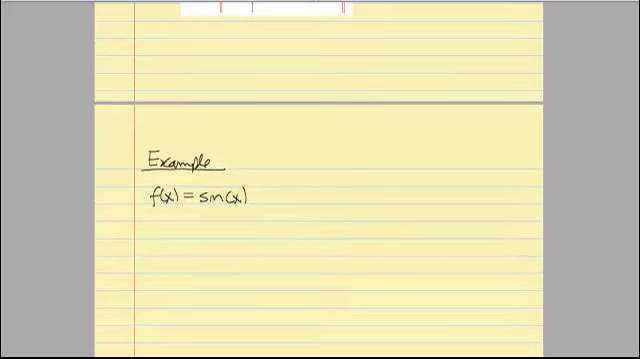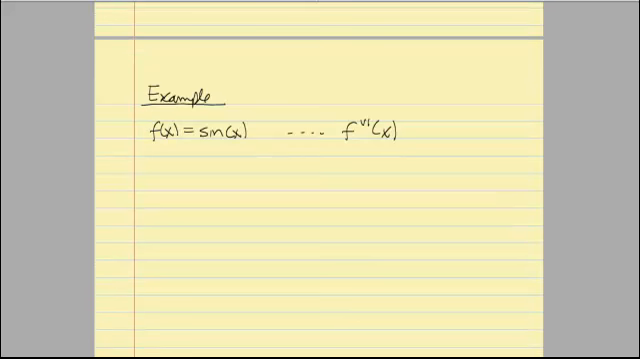So if we start with the function f of x equals sine, I want to find the sixth derivative. Okay, so we want to determine what the sixth derivative is with respect to x. So we're going to start with f prime of x. The derivative of sine is cosine. F double prime, the second derivative, the derivative of cosine is a negative sine.